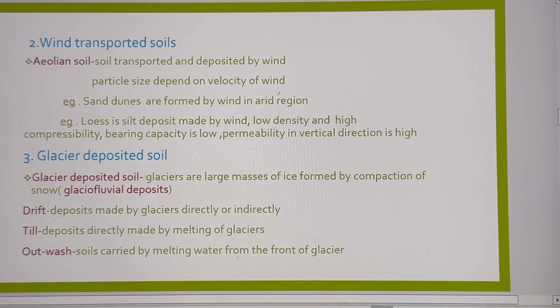Then you have glacial deposit. What is a glacial deposited soil? Glaciers are large masses of ice formed by compaction of snow. Now, drift is also a glacial deposit soil, deposits made by glaciers directly or indirectly. Till is deposited directly by melting of glacier, and outwash is soil carried by melting water from the front of the glacier. These are the different types of the glacier deposited soil. Sometimes you are asked what are the different types of the glacier deposited soil. So drift, till, outwash, these are the glacier deposited soils.